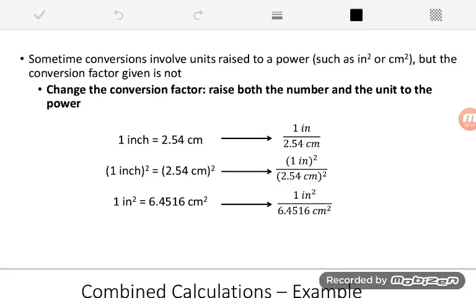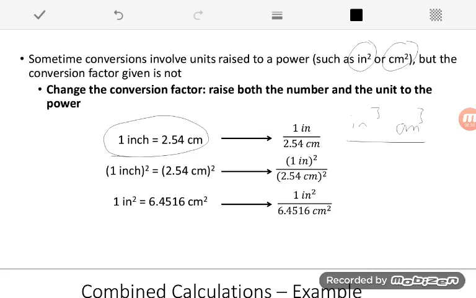Sometimes we're asked to perform conversions involving units raised to a power, such as square inches, square centimeters, or you can have cubic inches or cubic centimeters. Really, any length unit can be cubed there. Oftentimes, though, while you have to convert between these units raised to a power, the conversion factor you're given is just between the base unit, inches and centimeters, for instance. So what you need to do is actually create your own conversion factor.